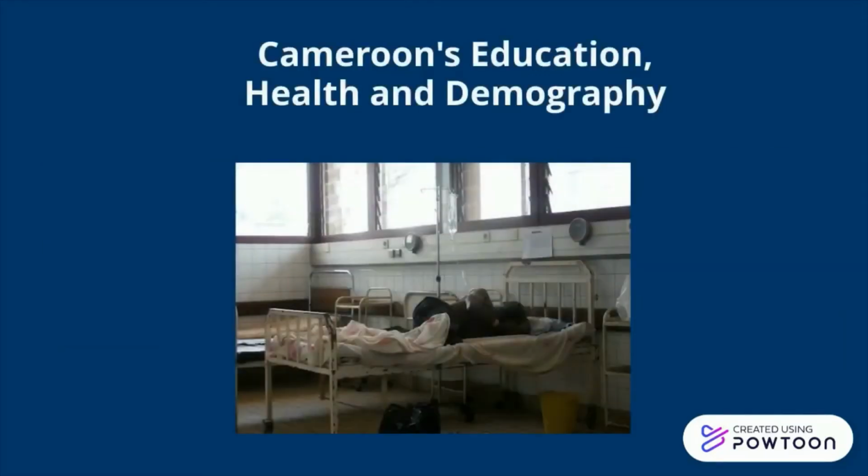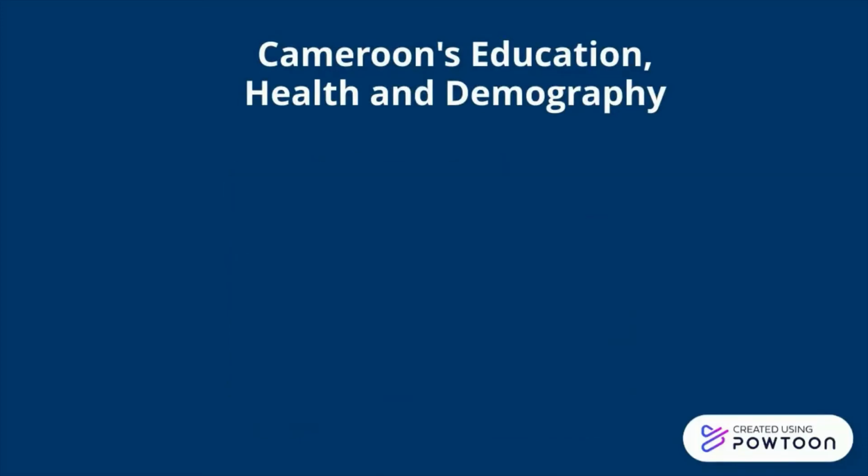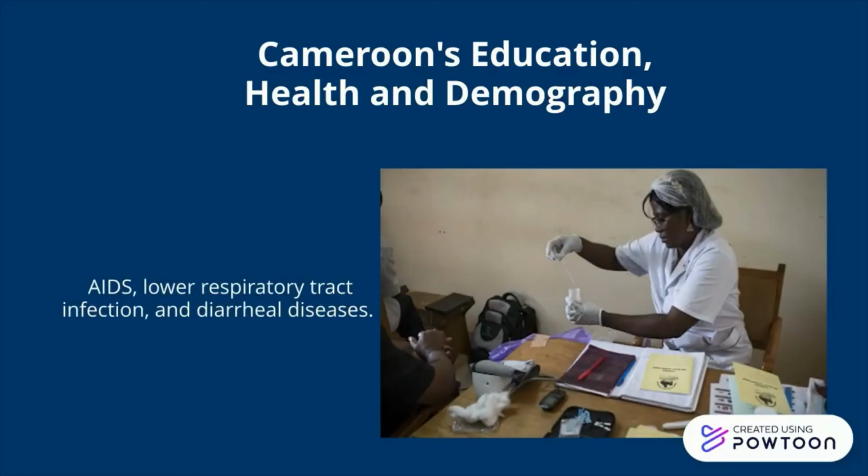The quality of health is generally low. Life expectancy is estimated to be 56 years. There is only 1 doctor for every 5,000 people. The top 3 deadly diseases were AIDS, lower respiratory tract infections, and diarrheal diseases.